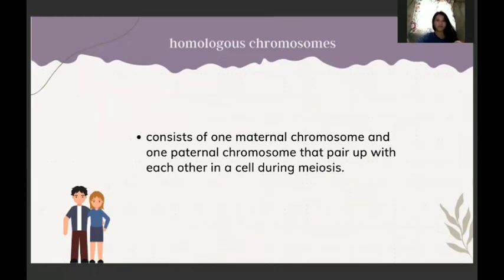Each member of the pair of homologous chromosomes is not the exact copy of the other member, because the pair of homologous chromosomes does not originate from the same organism. They consist of one maternal chromosome and one paternal chromosome that pair up with each other in a cell during meiosis. They are identical only in terms of their structure and the same order of genes in their chromosomal arms.